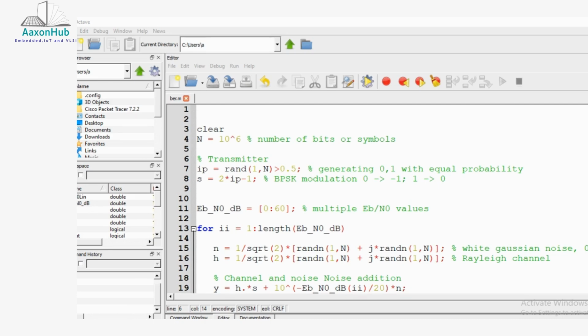Now, let's simulate BER for BPSK modulation in Rayleigh fading. This simulation helps us understand how a wireless channel behaves in a real world environment, especially when there is no line of sight. A quick recap: when we transmit a signal wirelessly, we don't actually know what kind of path, straight path or any other path, the signal is taking.